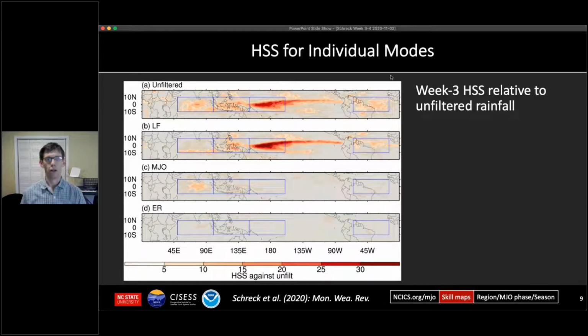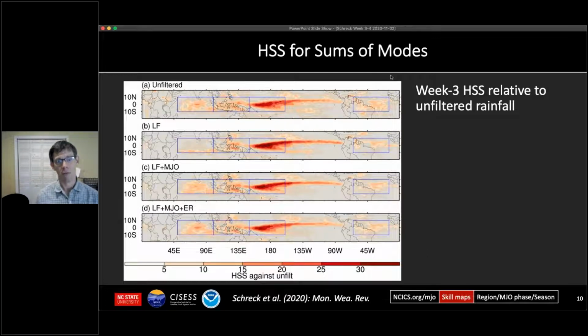Meanwhile, if you look over the Indian Ocean, the MJO produces a little bit of skill with the CFS, but in general, the CFS skill, the gray shading, is not significantly different from 0. So for most of the tropics, the MJO is actually not significantly contributing to the rainfall skill in those regions. And for equatorial Rossby waves, it's basically never significant.